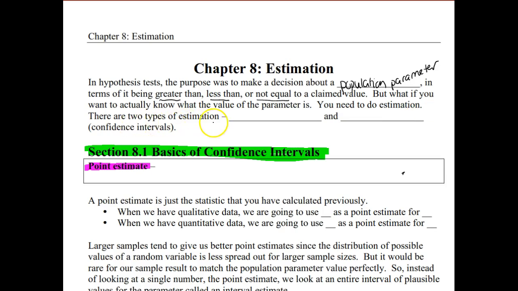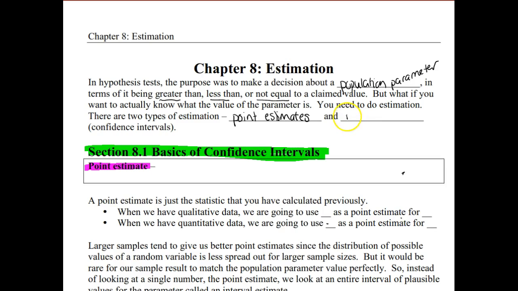And there are two types of estimation. The first one is a point estimate, which is exactly like it sounds. This is an estimate that will be a single point on the number line, so a single number.